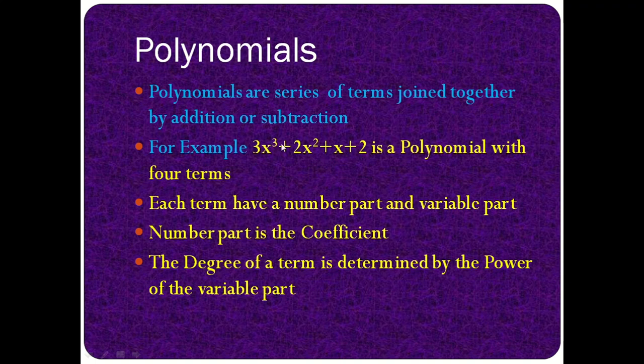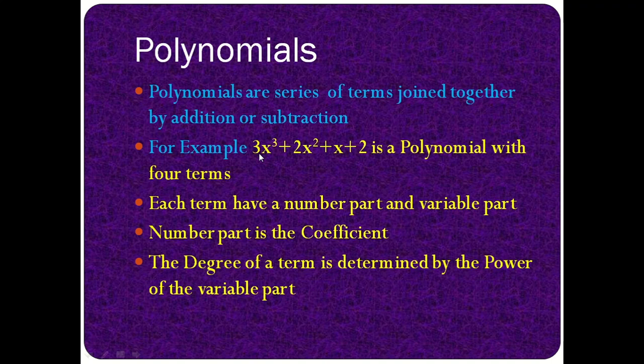So terms are segregated by this plus sign. They are segregated by either addition or subtraction, but basically it is addition. So we are segregating each term by a plus sign. So this is a polynomial. And each term in a polynomial has a number part and a variable part. So 3 is the number part here and x is the variable part. So every term is having a number part and a variable part.